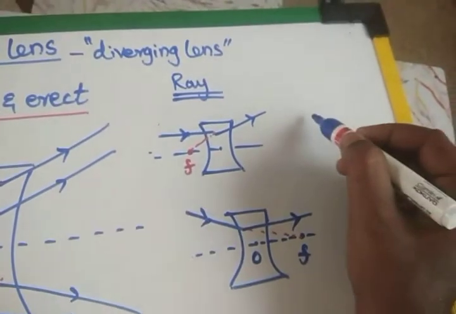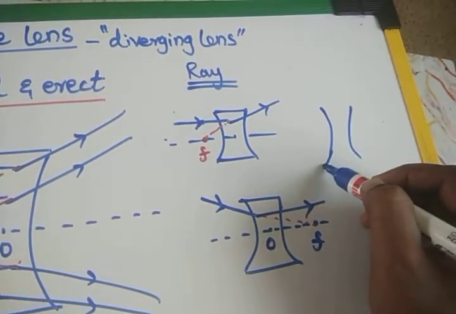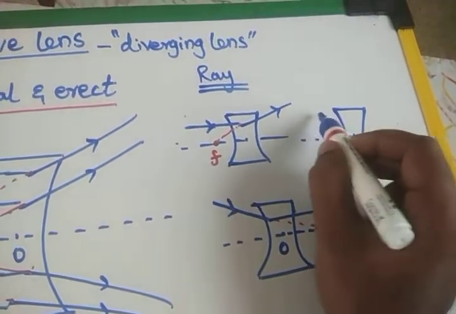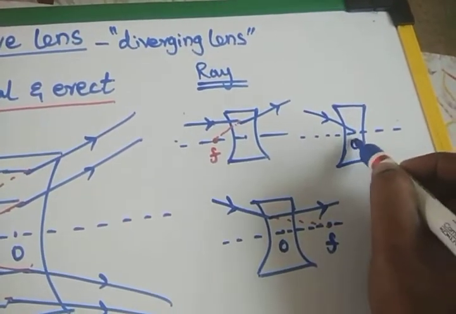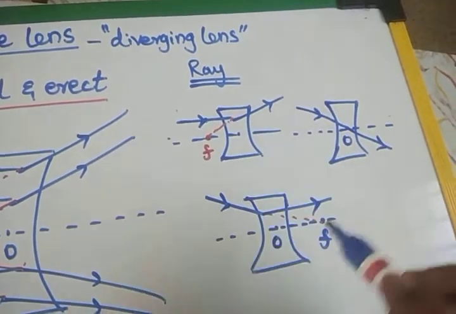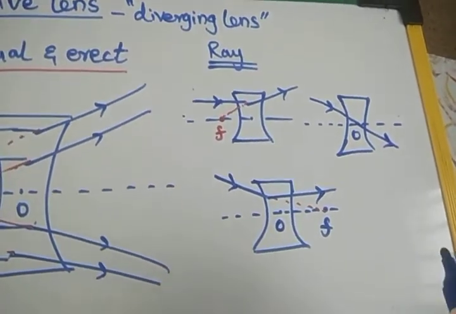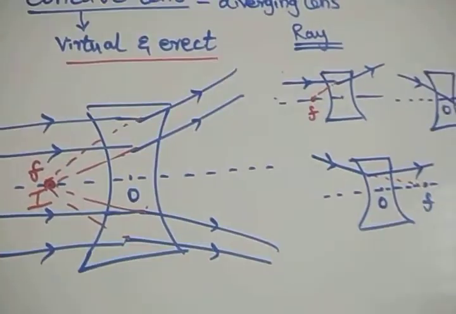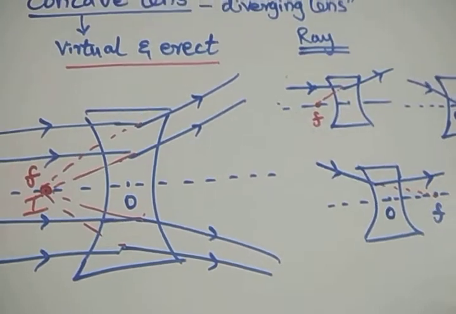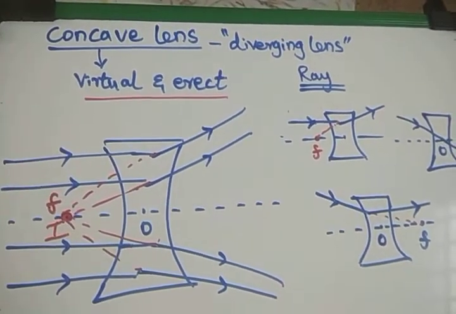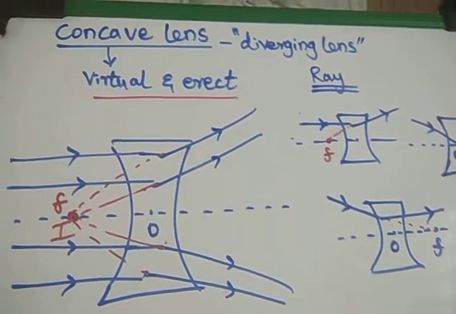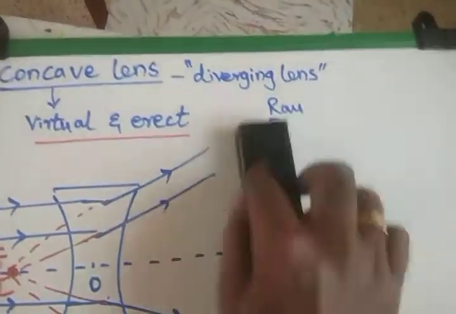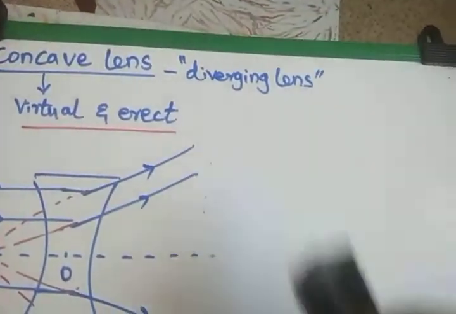Then the last one: when the incident light passes through the optic center, it will go through without deviation. So this is the ray diagram for the concave lens. The concave lens is a diverging lens, and it will produce a virtual and erect image. There are only two possibilities in the image formation of a concave lens.